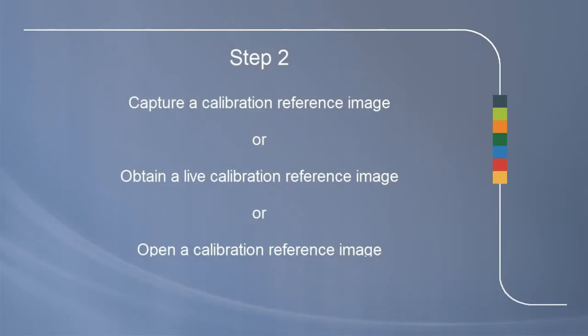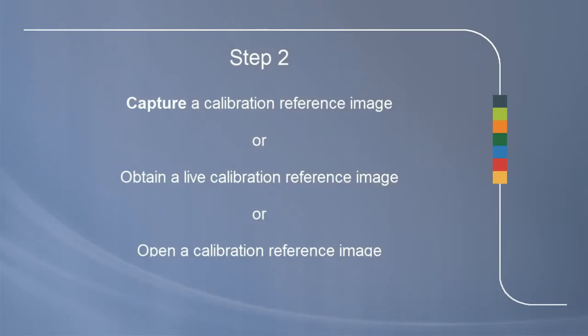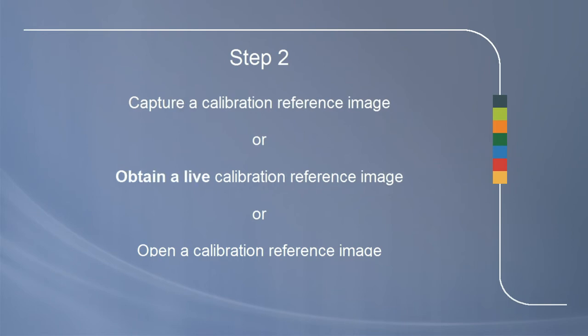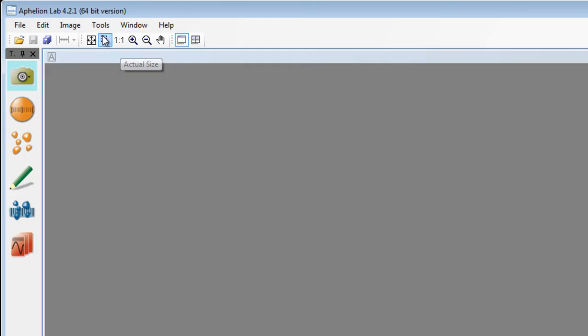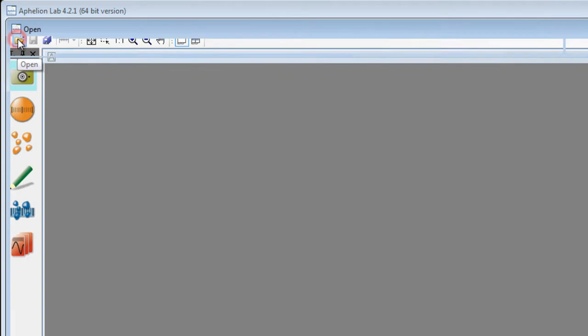Within Aphelion, calibration can be accomplished by capturing a reference image, or using a live image, or even opening a saved reference image. In this case, a saved reference image will be used.